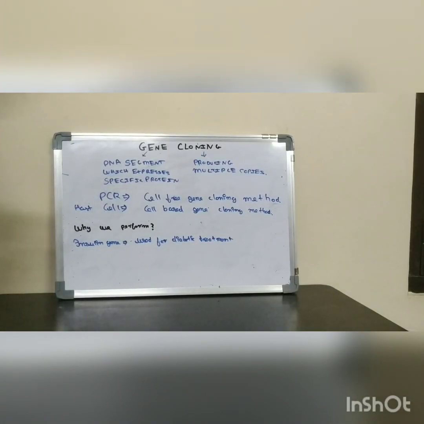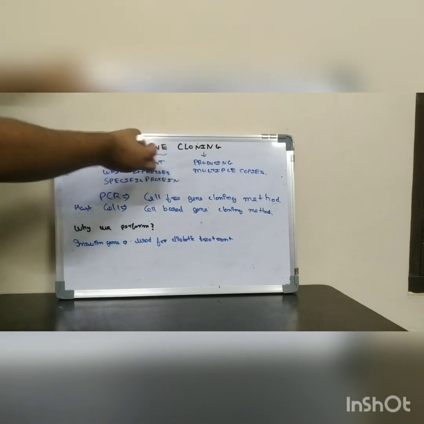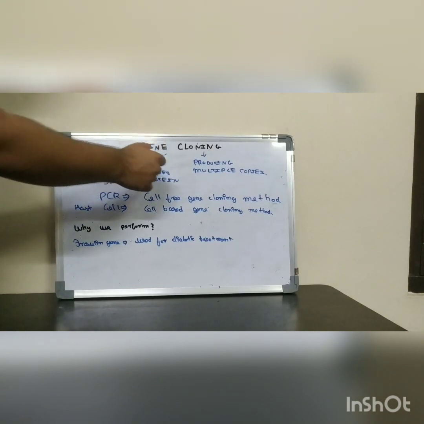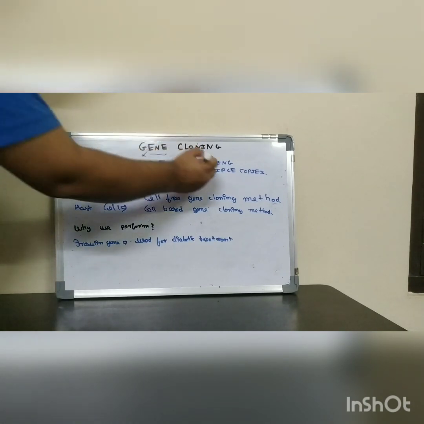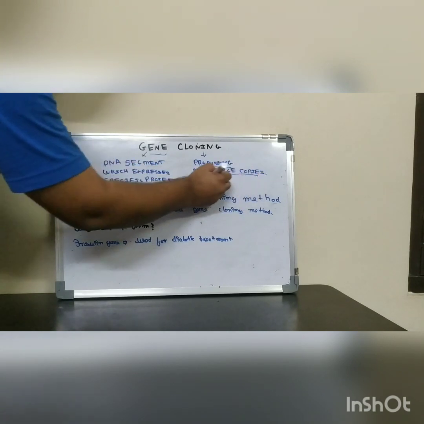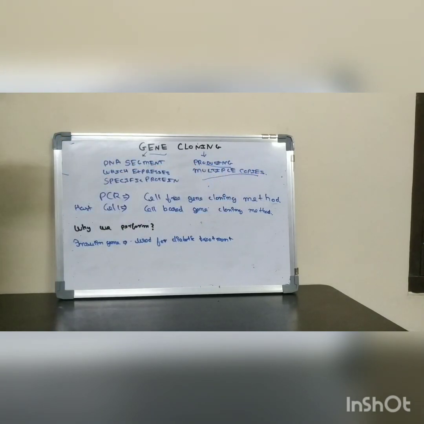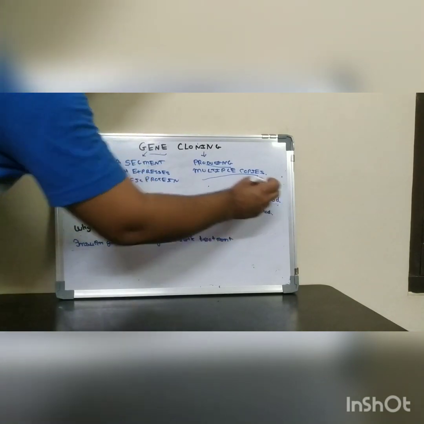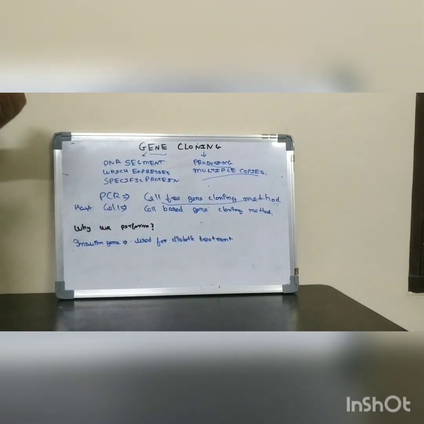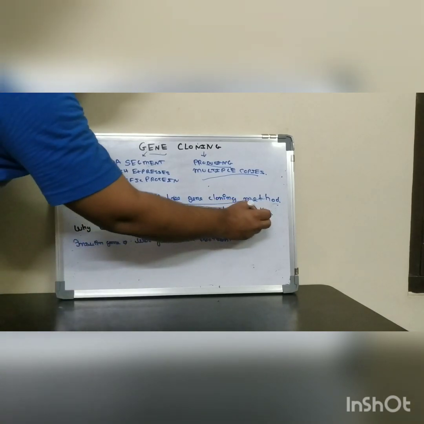In this video we will be talking about gene cloning. Let us split this from gene. Gene means DNA segment which expresses specific protein. Cloning, as from the word you can see, clone means producing multiple copies. Now this can be done by two methods, from PCR or by using host cell. If we use PCR, then it is called cell-free gene cloning method. If you use cell like a prokaryotic cell or eukaryotic cell, then it is called cell-based gene cloning method.